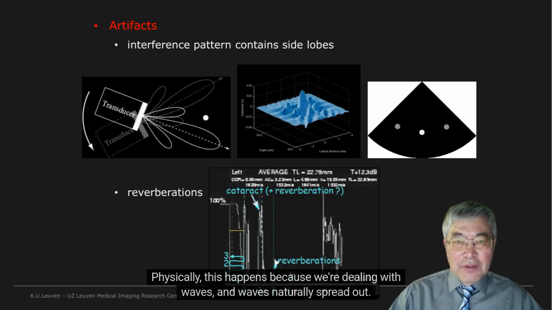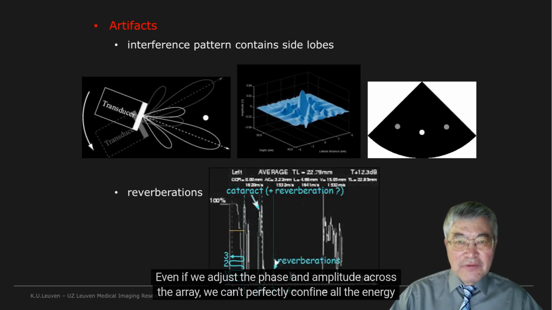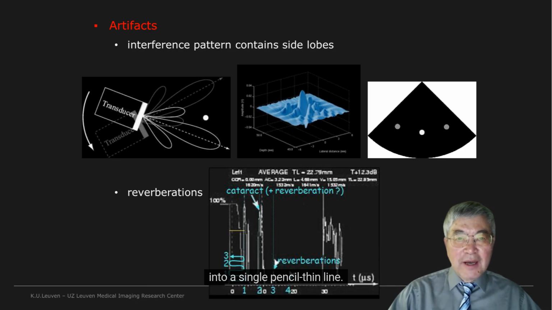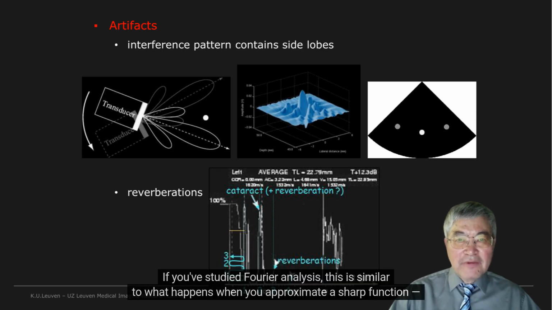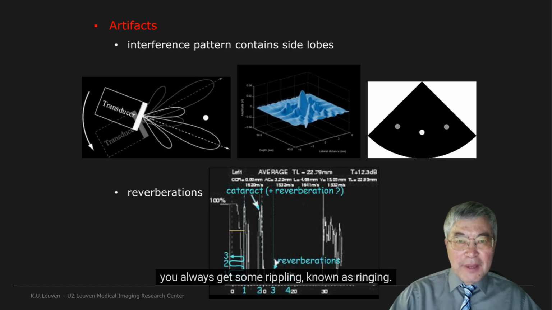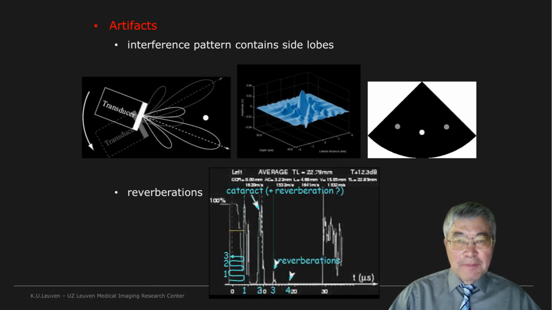Physically, this happens because we're dealing with waves, and waves naturally spread out. Even if we adjust the phase and amplitude across the array, we can't perfectly confine all the energy into a single pencil-thin line. The best we can achieve is a main lobe with high intensity, surrounded by smaller side lobes with lower intensity. If you've studied Fourier analysis, this is similar to what happens when you approximate a sharp function. You always get some rippling, known as ringing. Here, the same principle applies to the ultrasound beam.